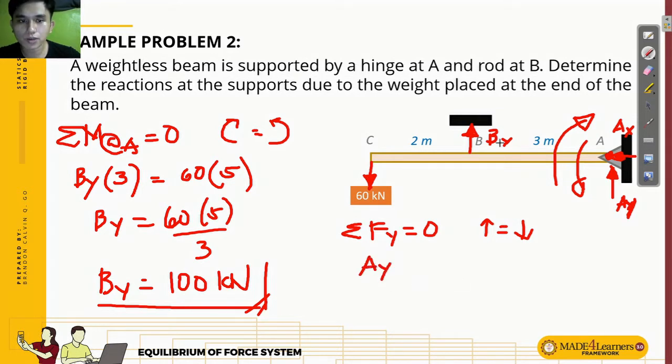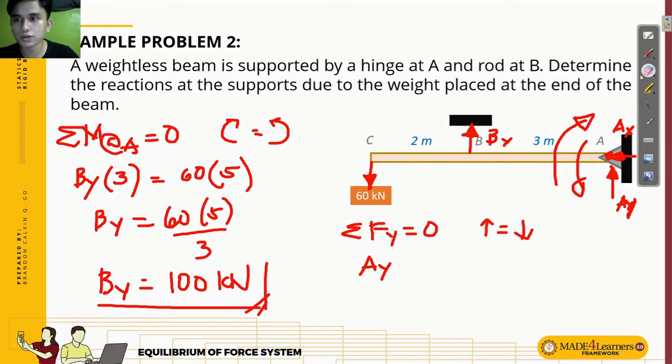Since By is positive, that means our assumption is correct, right? But if in the earlier equation I put it on the right side, is that possible? Actually, yes. Even if it is negative and downward, we just make it negative. You get the point? Here on the left side, upward, we put positive 100, plus 100. And then equal to the downward, which is the 60 kN. But if I transpose it, it becomes negative. Once we transpose, the sign changes.